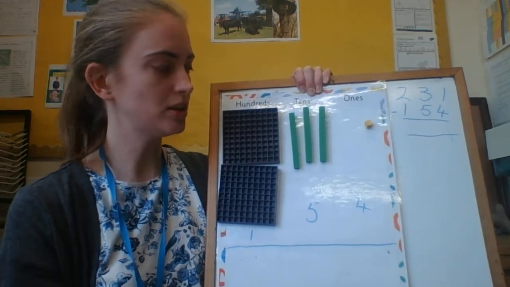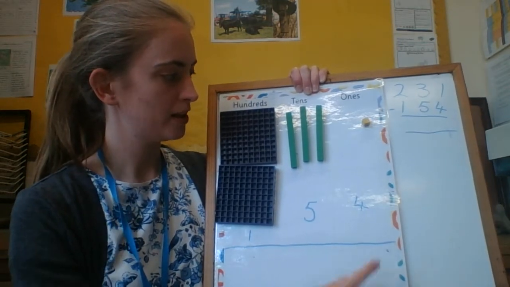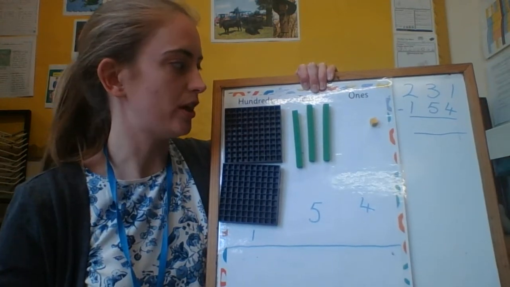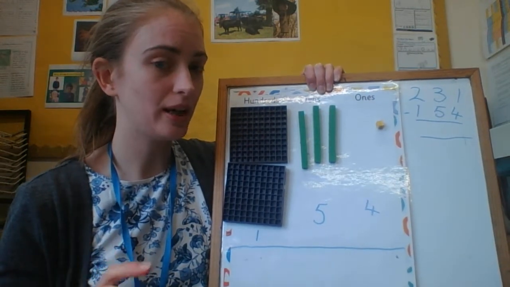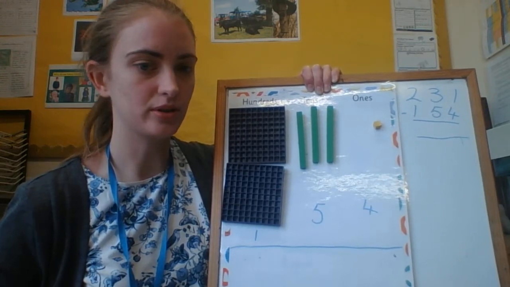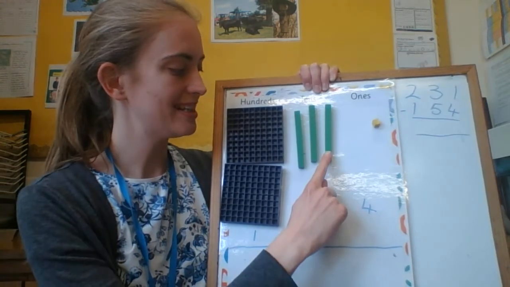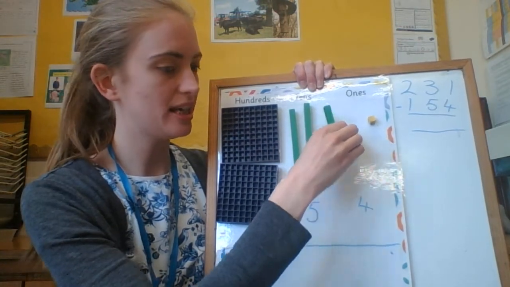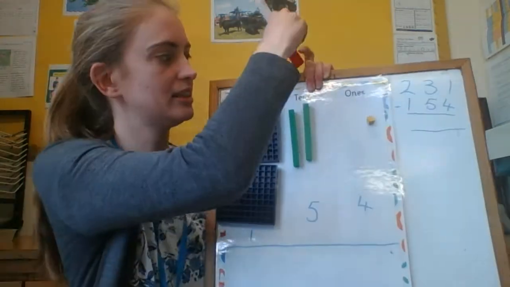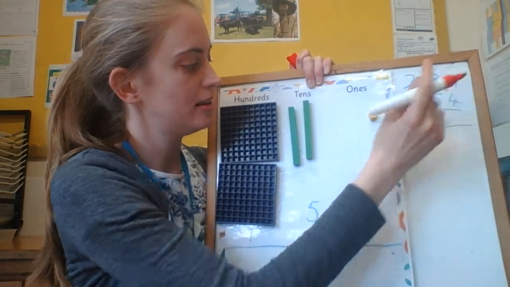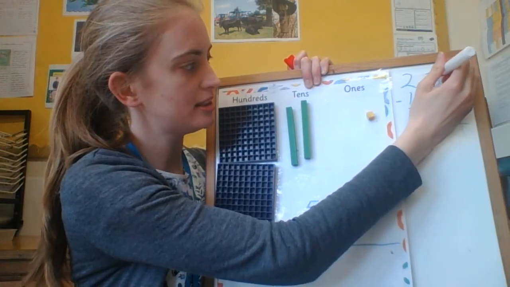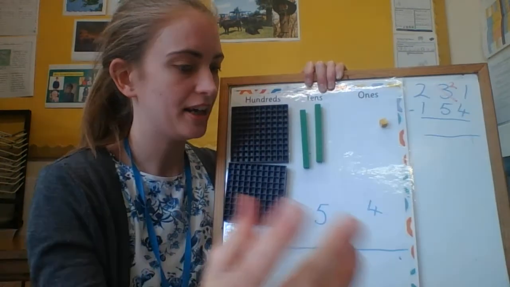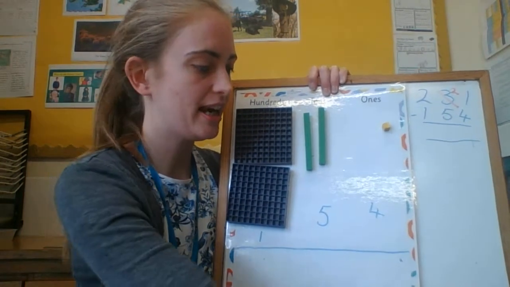So, as always with column method, we start with the ones. So I want to subtract 4 ones from here. Can't do that. So have a think a moment, where can I get some more ones? If you remember, 10 ones make 10. So I can take away a 10. So take away a 10, and I have 2 tens left. And I need to swap this 10 for 10 ones.